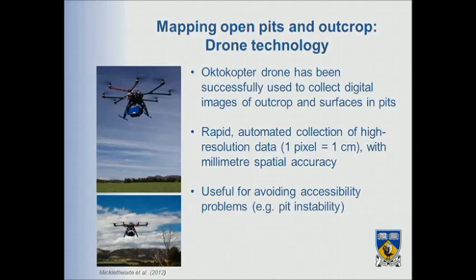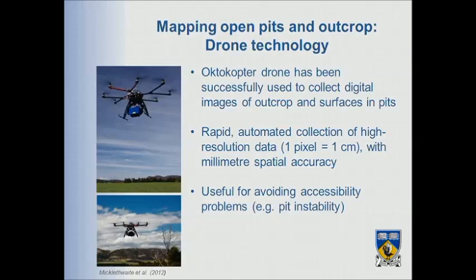Here's an example of the octocopter with a camera pointed down, and here the SLR is just pointed at the rock face, the vertical rock face. The advantage is that you collect digital images from outcrops and surfaces. It's very fast. It just whizzes around. It's automated, so you can program it to go over a certain area. Check out the resolution: 1 pixel is a centimetre, and the accuracy is on a millimetre.